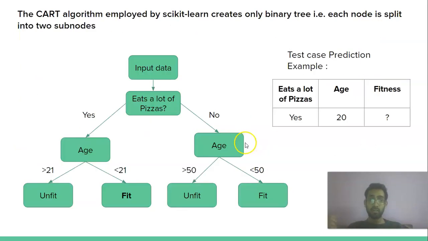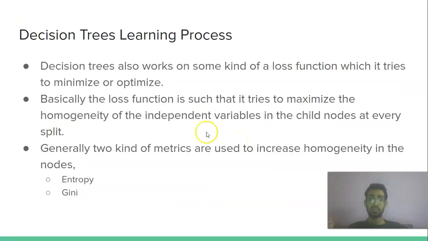So what is a child node again? Sorry, I didn't explain it. This is my root, and these are child nodes, and the last parts are the leaves, and these are called branches. Again, yeah. So we increase homogeneity using two things: we have entropy and Gini. These two kinds of losses can be used to calculate homogeneity at a particular level.